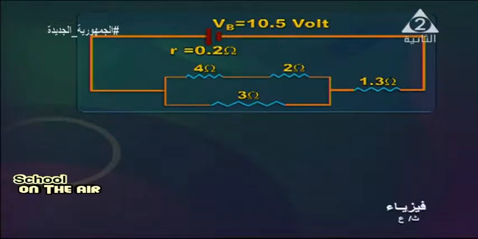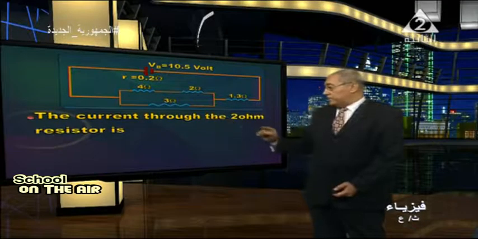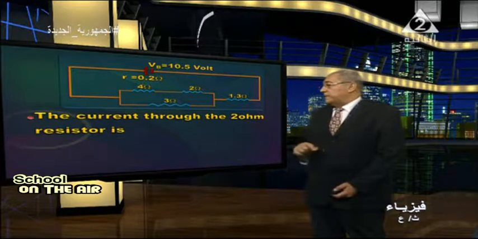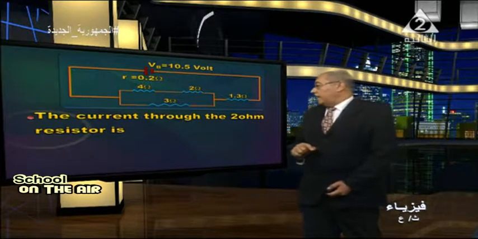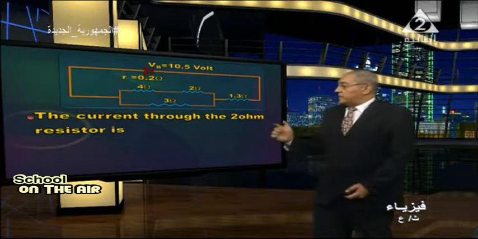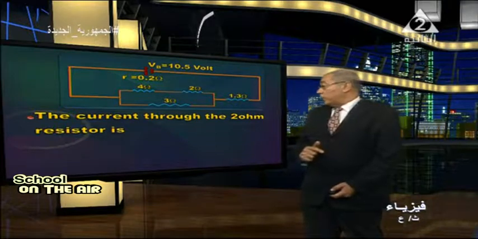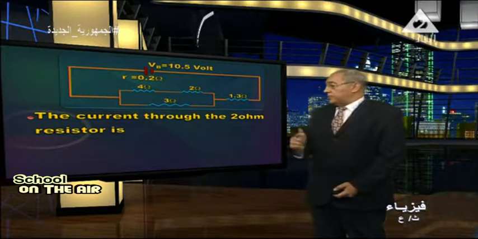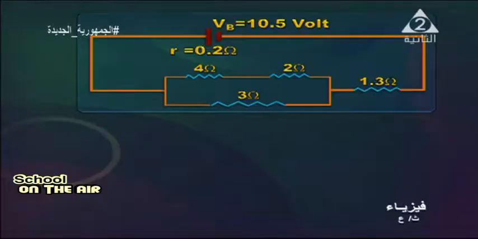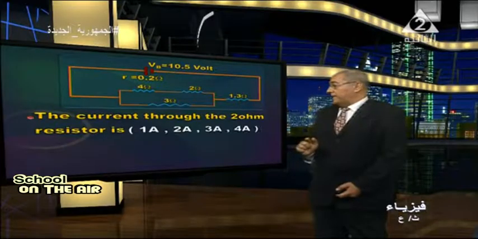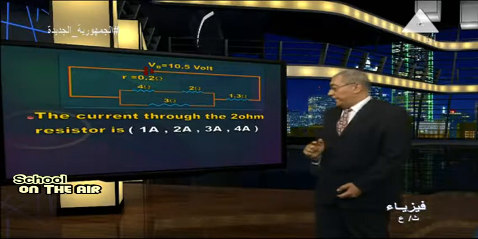Another choice, we've got a circuit here, a parallel combination. One arm consists of 4 ohm resistor and 2 ohm resistor connected in series, all of them connected in parallel to 3 ohm resistor. The parallel combination is connected to 1.3 ohm and internal resistance 0.2 ohm. Total voltage of the battery 10.5. We want the current passing through the 2 ohm resistor. Your attention, please. Okay, is it 1, 2, 3, or 4 ampere?